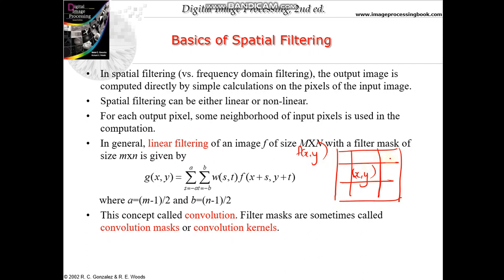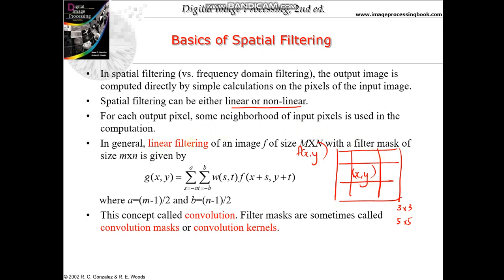Spatial filtering is always applied in a neighborhood of input pixels. So if you are considering xy as the input pixel, we can apply some spatial filtering operation on the neighborhood of xy. The neighborhood can be of size 3 by 3, 5 by 5 and so on. The spatial filtering can be either linear or non-linear depending upon the operation we are performing.